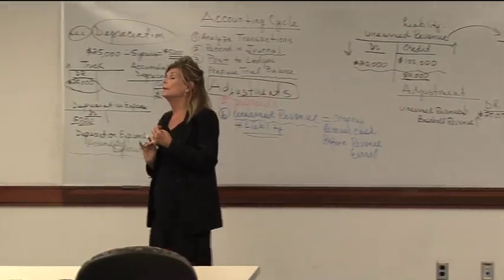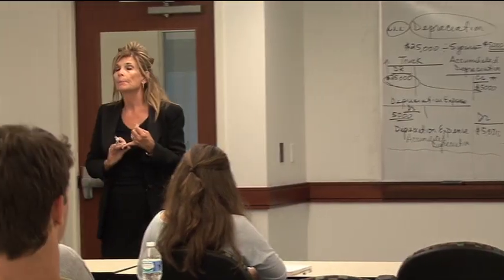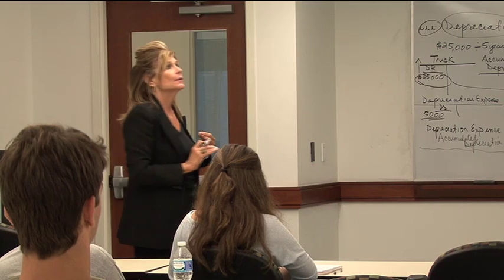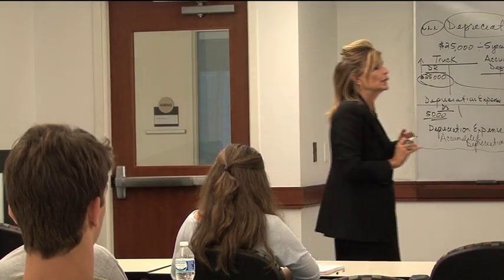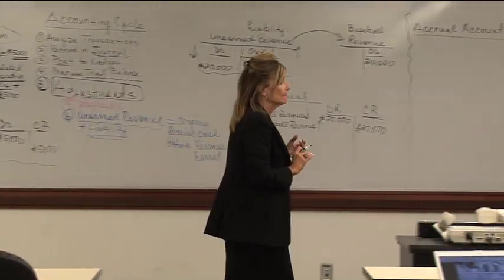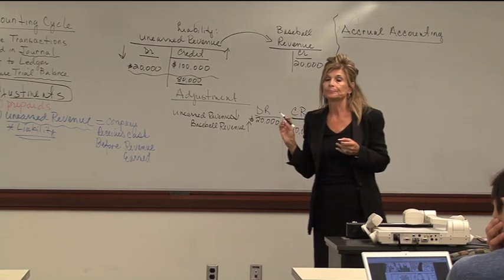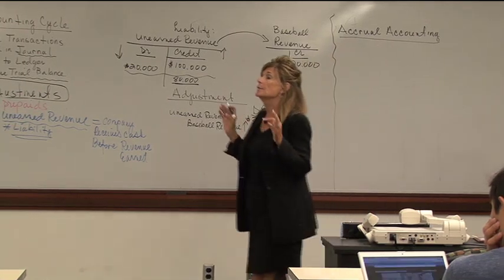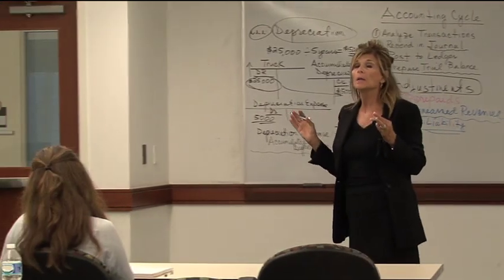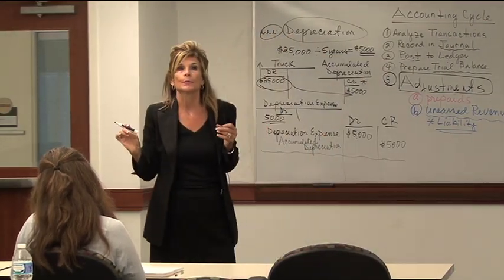Our third entry is to accrue for revenue earned but not yet received. And the fourth and final adjustment is to accrue for expenses incurred or owed but not yet paid. And that follows accrual-based accounting. That is also one of the primary guidelines we follow under generally accepted accounting principles.